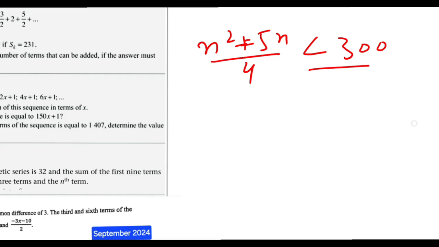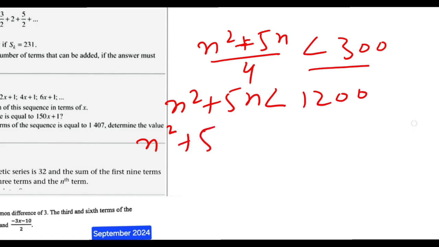Now solve the inequality for n. Multiply by 4, so it's going to be n squared plus 5n less than 4 times 1200. Now I'm going to pull it over to this side, so n squared plus 5n minus 1200 is less than 0. Now I'm going to solve for n using the quadratic formula.